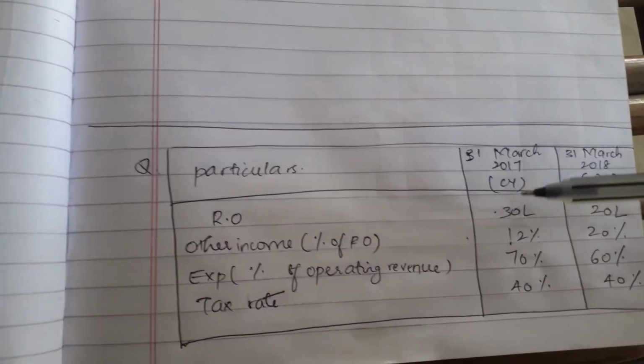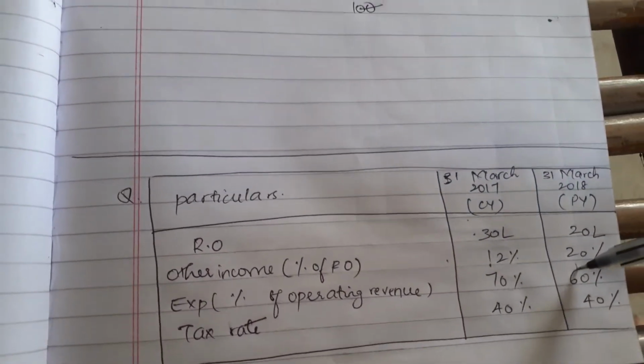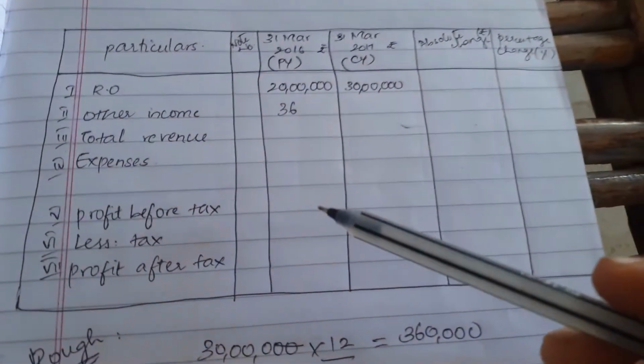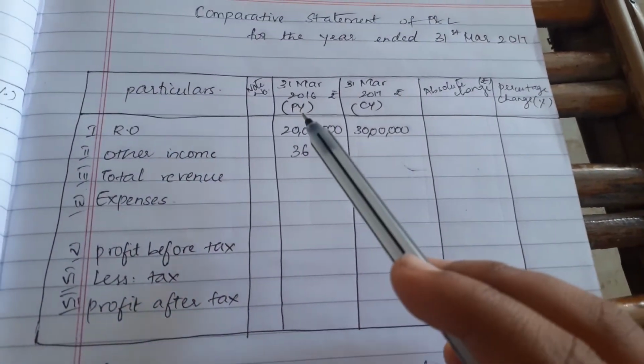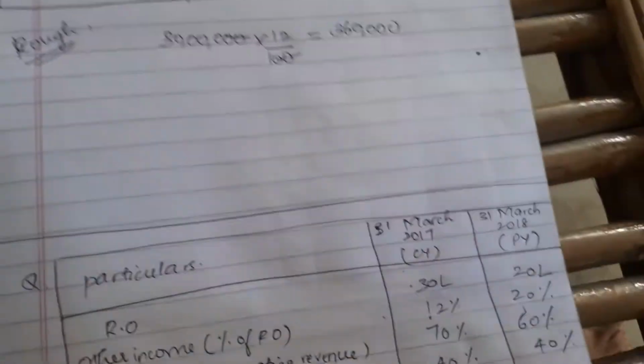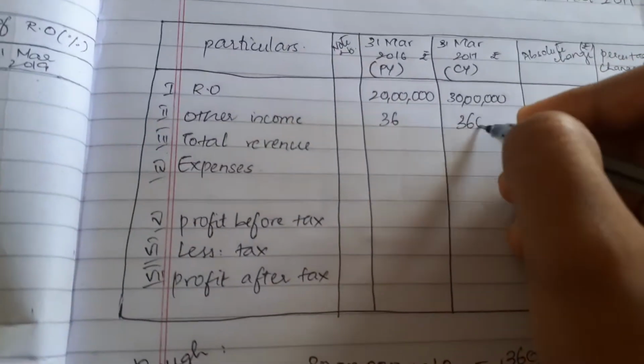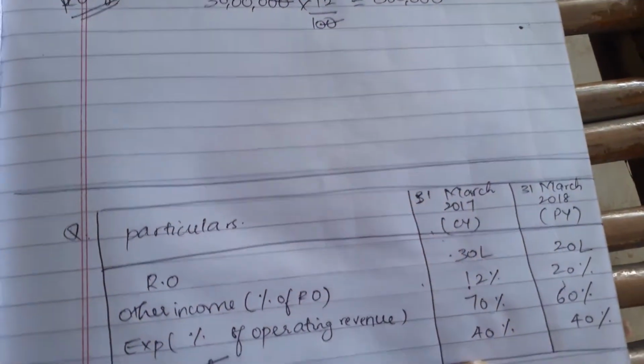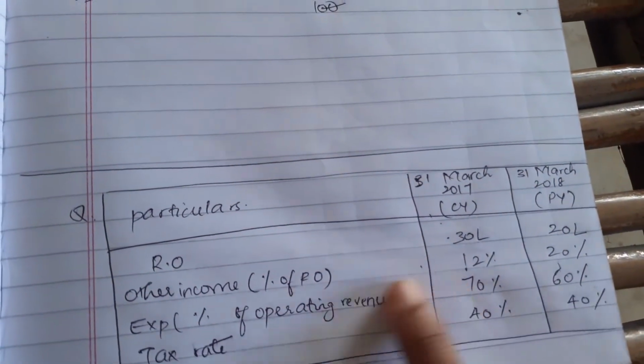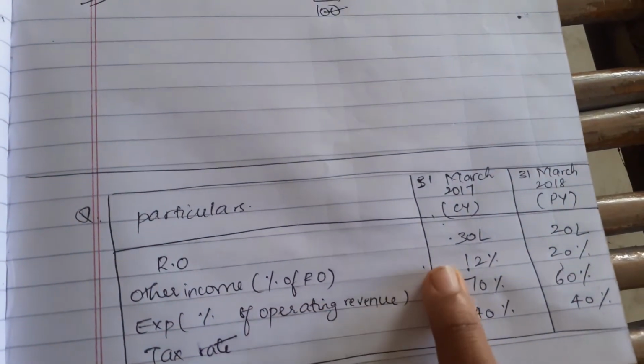Do remember, in the question your current year column will be given first and the previous year column next, but when you are preparing the answer, your previous year should be first and your current year should be next. So this 30 lakh is for the current year, so it should come here. Then first we'll prepare for the current year, then we'll go for the previous year. So other income is 3,60,000.